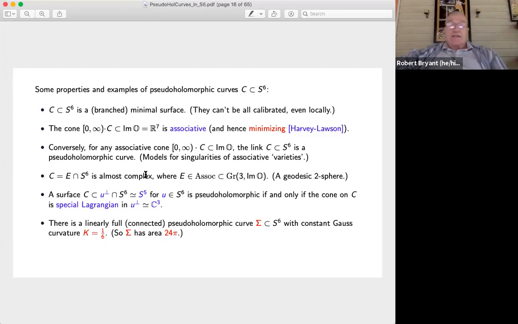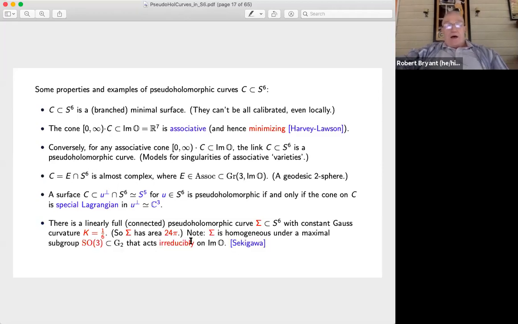There's an example that doesn't lie in any hyperplane, which is the so-called Borufka sphere. There's a linearly full pseudo-holomorphic curve sitting in S6 that has constant Gauss curvature K equals 1/6, so it has area 24 pi. It's homogeneous under a maximal subgroup SO3 in G2 that acts irreducibly on imaginary O. This was written down by Sekigawa, but it's also invariant under the antipodal map. It's not hard to show that it's invariant under the antipodal map.